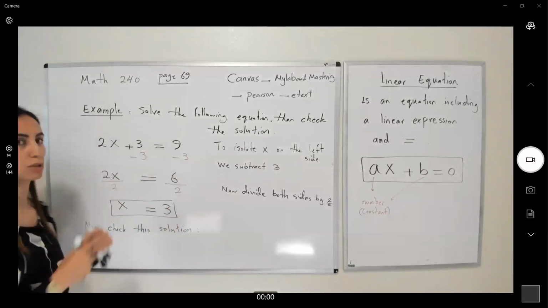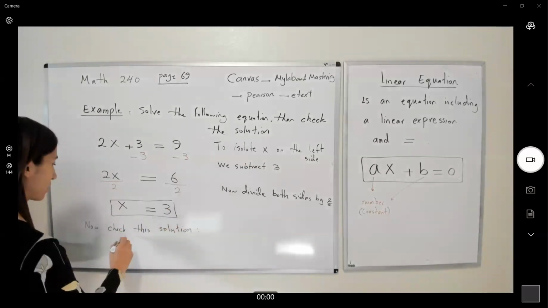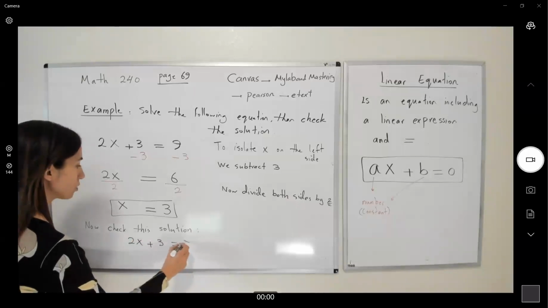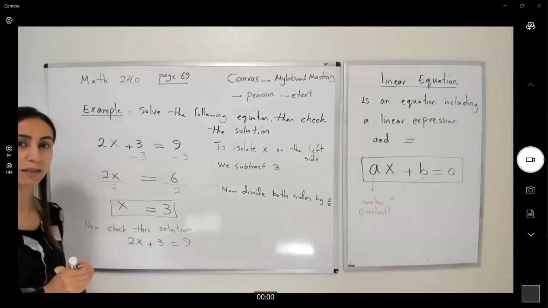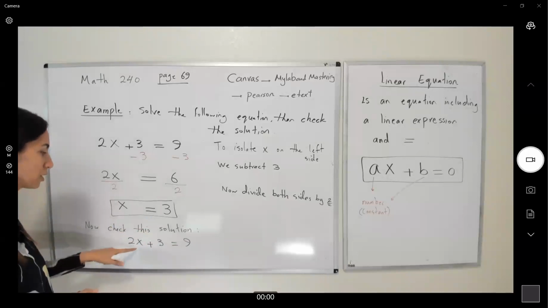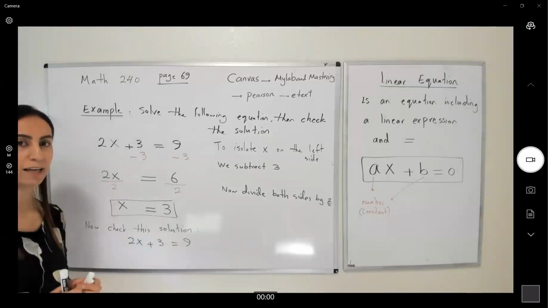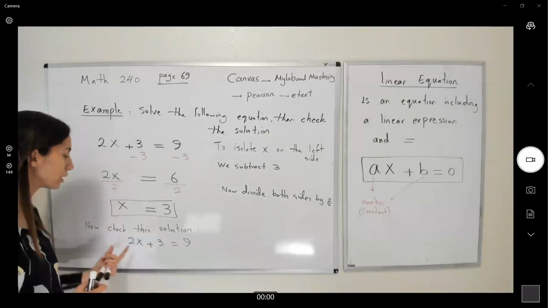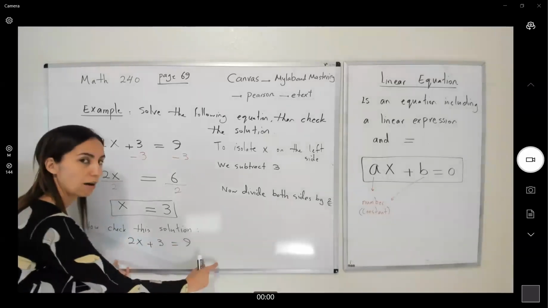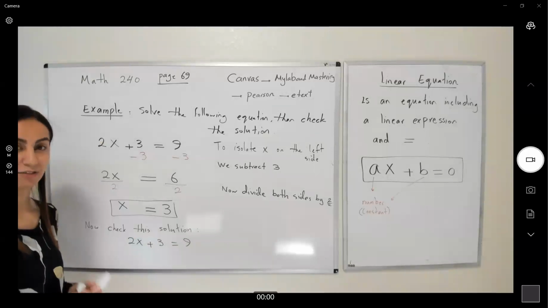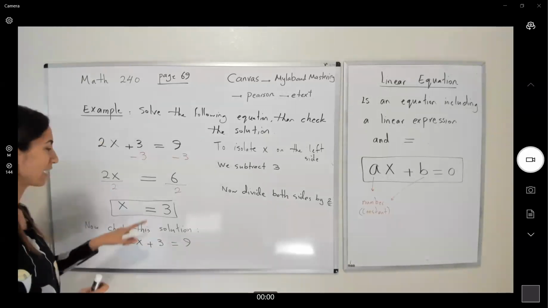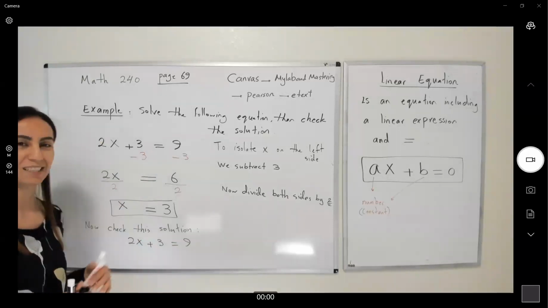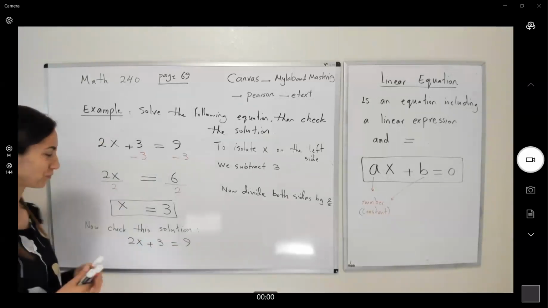We copy down the original equation. I have 2x plus 3 equals 9. Then I'm going to substitute 3 for my variable x. I'm going to check to see if I have the exact same number on the left-hand side and on the right-hand side. After that, I can say, hey, x equals 3 for sure is the solution for this linear equation.